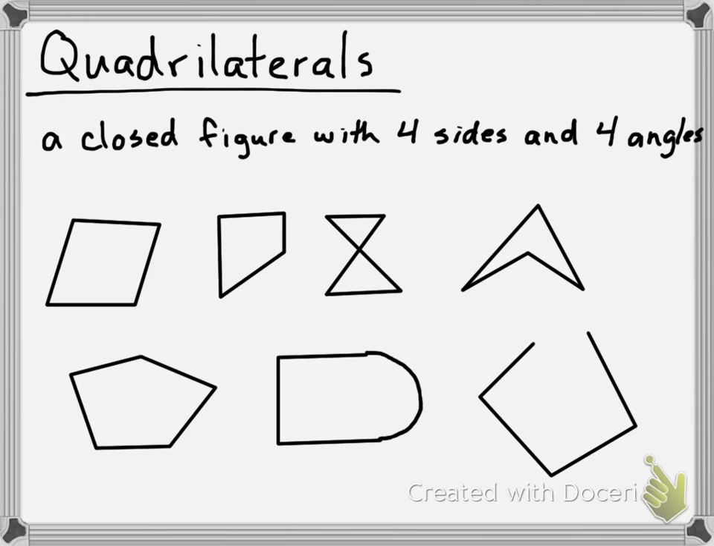Okay, so the first one, I can see that it has 4 sides, 4 interior angles, and all 4 sides are straight. So this is a polygon. This is a quadrilateral. Okay, the second one I can see has all the same characteristics. 1, 2, 3, 4 sides, 4 angles. This is a quadrilateral as well.